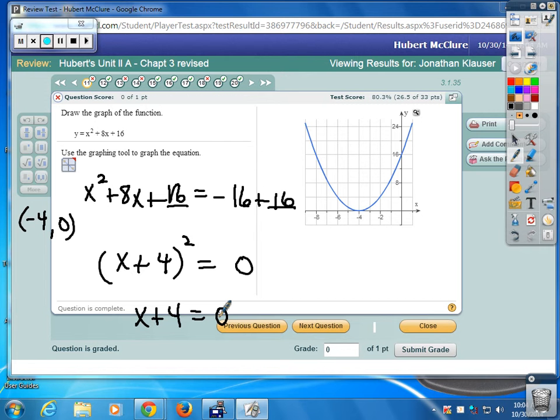Square root of 0 is sitting on the x-axis. So x is equal to -4. So what did I tell you? When the vertex is on the x-axis, what is it doing? It's sitting on the x-axis. Okay? So you don't have anything but the y-intercept, which is 16, and -4, and that's your graph.